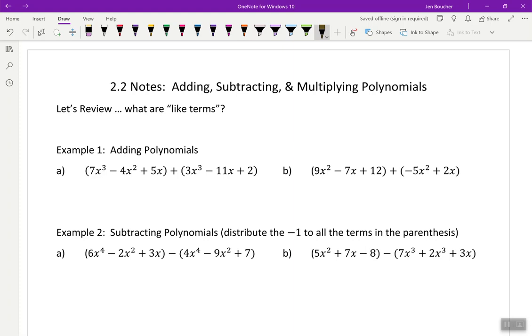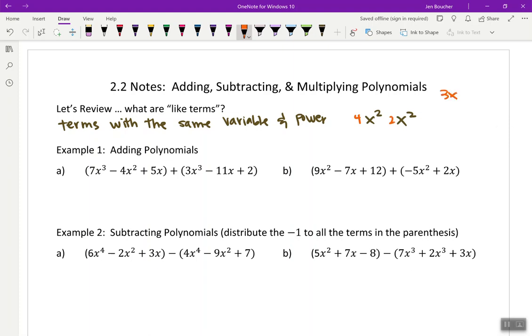Okay, so first let's review. What are like terms? Like terms are terms that have the same variable and the same power. So let's write that down. If you had an x and an x squared, those would not be considered like terms because they don't have the same power. If you had both of them being x squared, then those would be considered like terms. The number in the front doesn't matter as much, just the variable and the power.